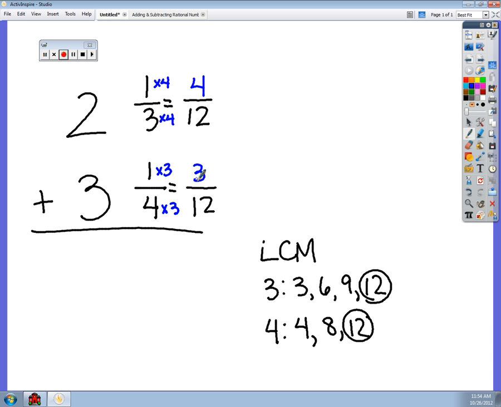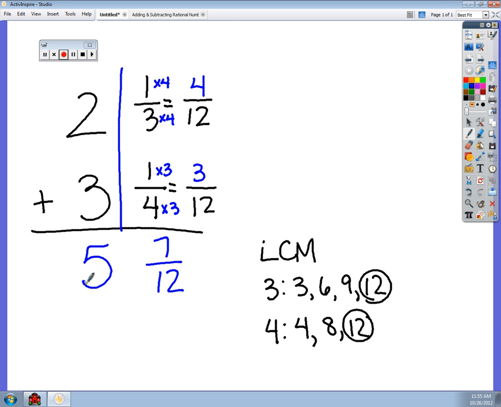And then I'm going to continue just as we did with fractions that had the same denominator for mixed numbers. So I'm going to add my 2 new fractions, not the original ones. I don't want to add these. I'm going to add my 2 new fractions together. So 4 plus 3 will give me 7/12. And then again, I keep my whole number separated. 2 plus 3 equals 5.